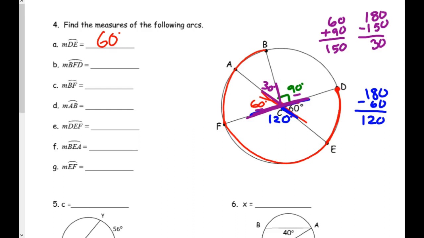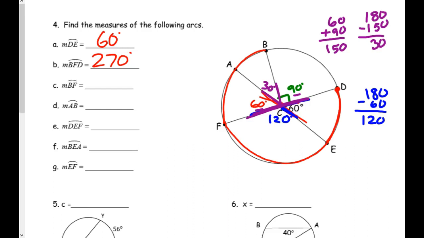Okay, so that means I'm adding up 1, 2, 3, 4 different angles. So B to F to D, I'm adding 30 plus 60 plus 120 plus 60. So 30 and 60 is 90, plus 120 and 60 is 180. I get 270 degrees.